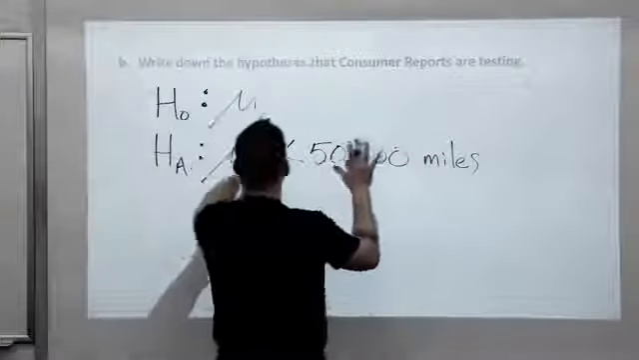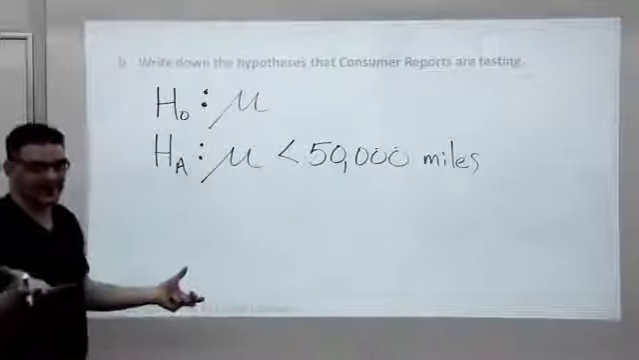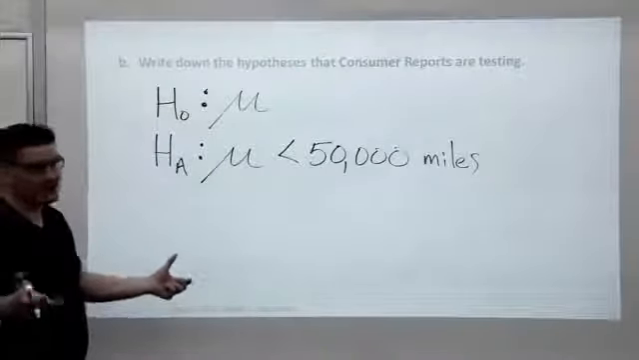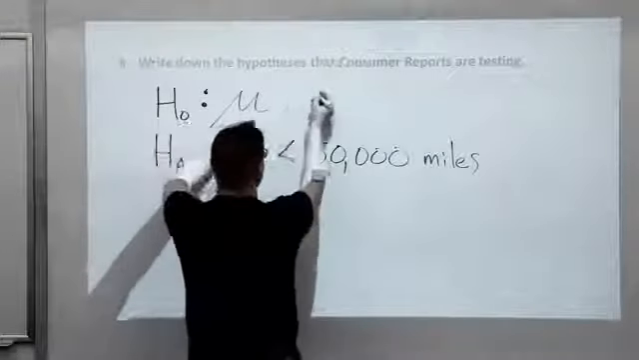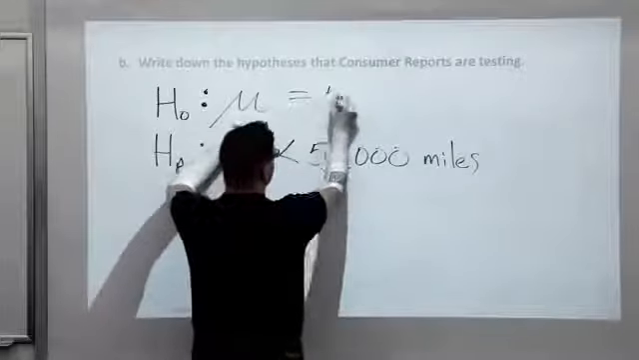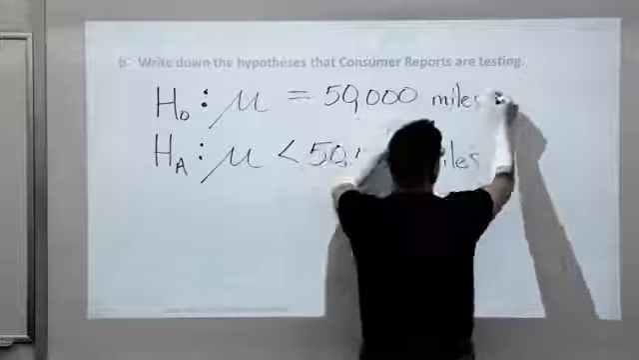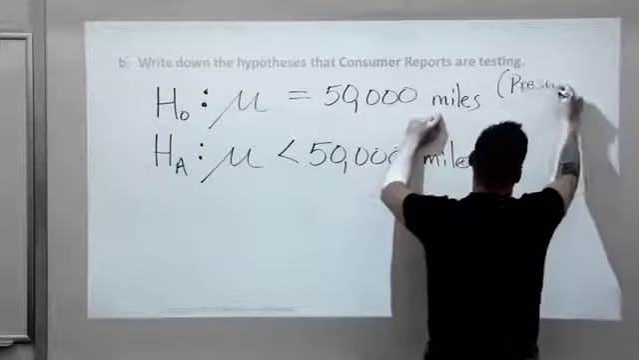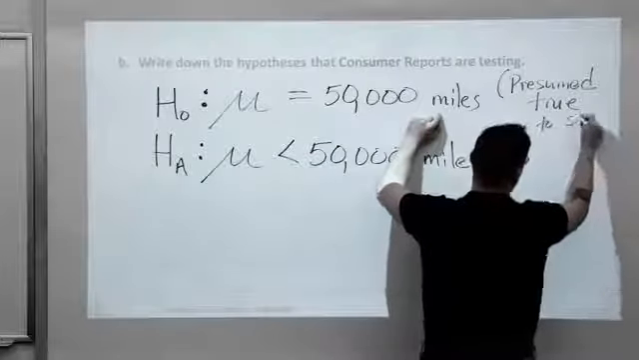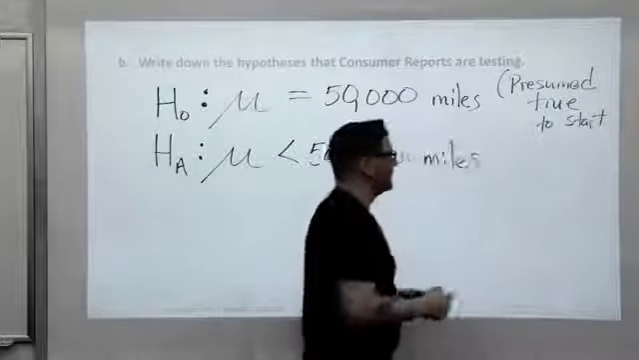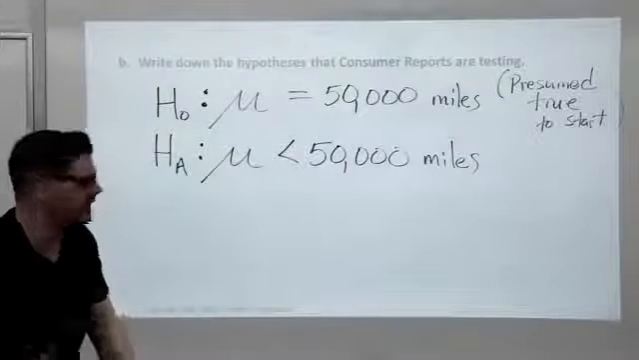Up top, what are we presuming? We're presuming that Continental is making a valid claim. We'll presume they're telling the truth. We're going to check by running the test, but we will presume that the mean is, let's just say, equals 50,000 miles. And again, in parentheses, I'm going to write this. It's not part of the answer, but this is presumed true to start. Might as well take Continental at face value that they're telling us the truth.